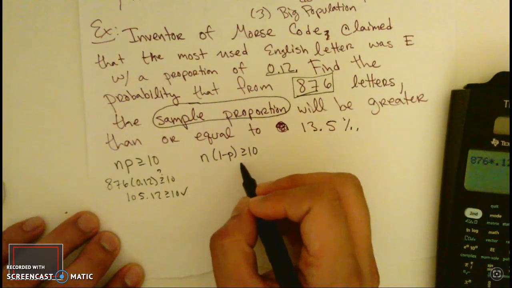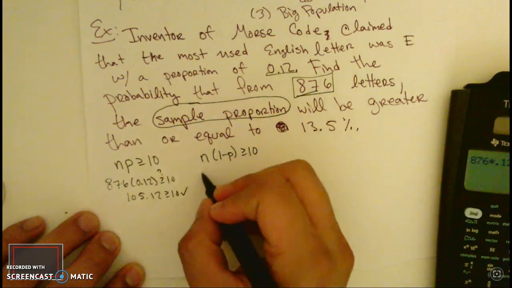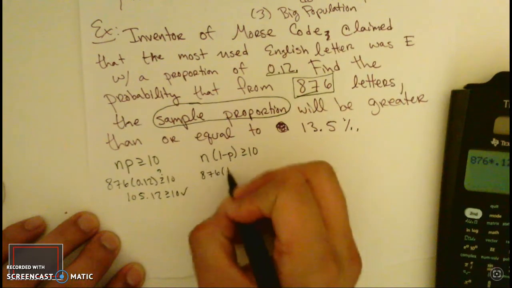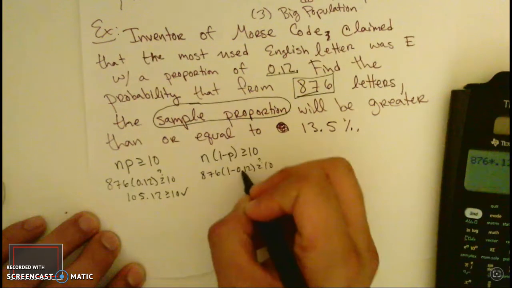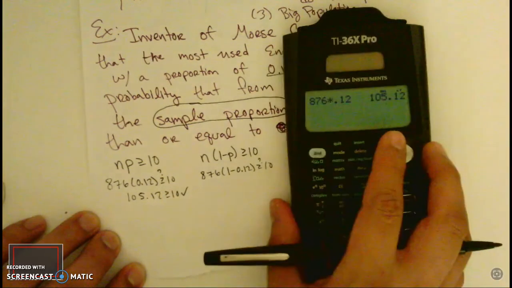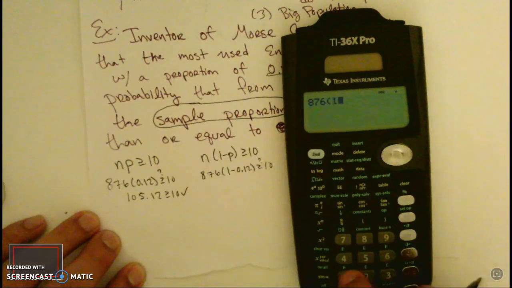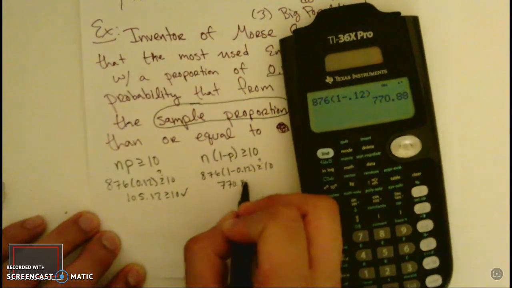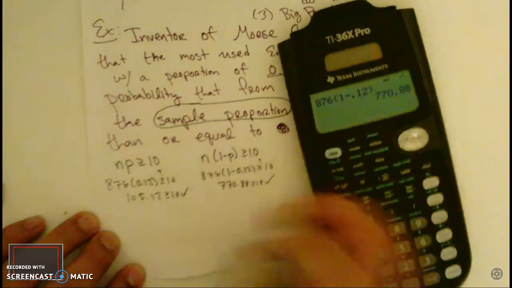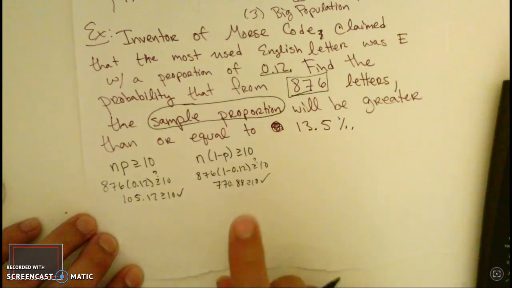So the number of letters that are not E also has to be greater than or equal to 10. So 876 times 1 minus 0.12, is that greater than or equal to 10? Okay, well, all we've got to do is plug this into our calculator, right? So I'm going to put 876 times 1 minus 0.12, okay? And what we get is 770.88, which clearly is greater than 10. So our conditions are actually satisfied. So the requirements are good. So we're good with that, okay?